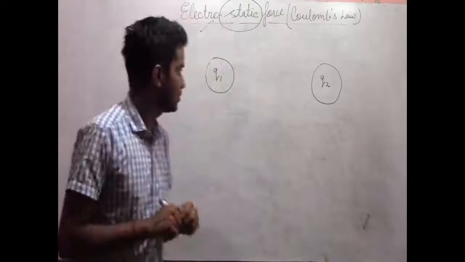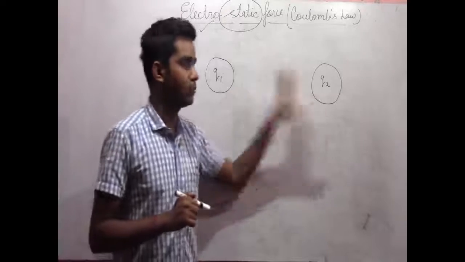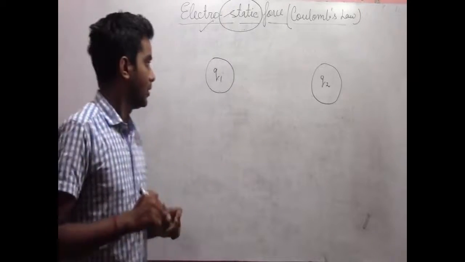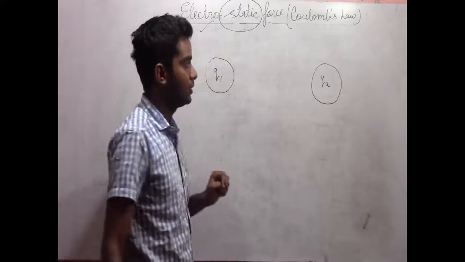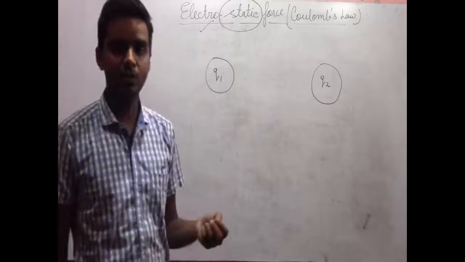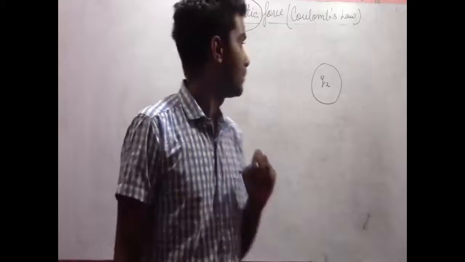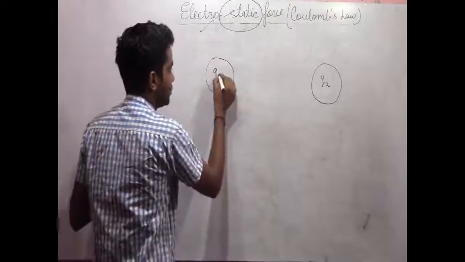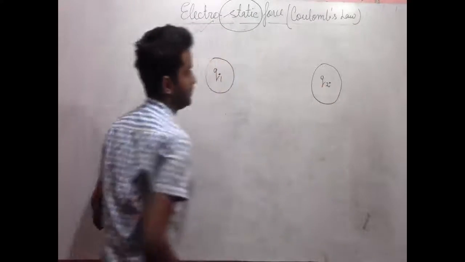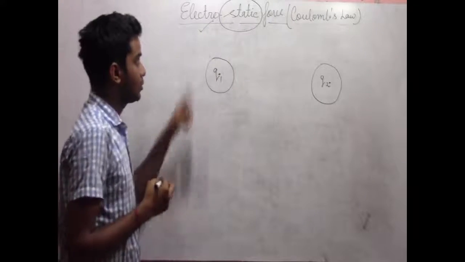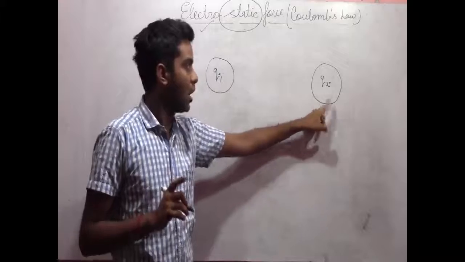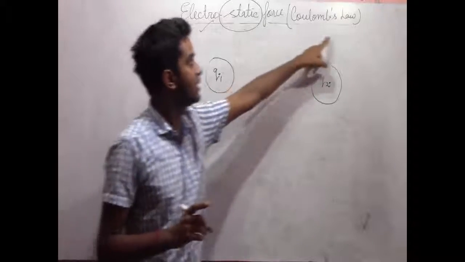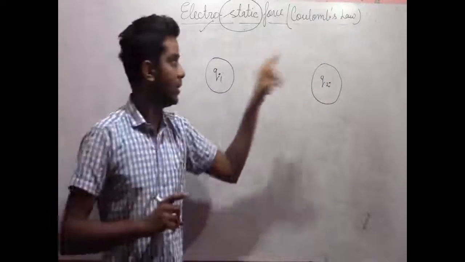Suppose we have two charges Q1 and Q2. You know it very well: according to the nature of charges Q1 and Q2, there will be a force. This may be repulsive or this may be attractive. Now there is charge Q1 and this is charge Q2. The electrostatic force will act between the charges. How much force will it be? This is what Coulomb's law will tell.